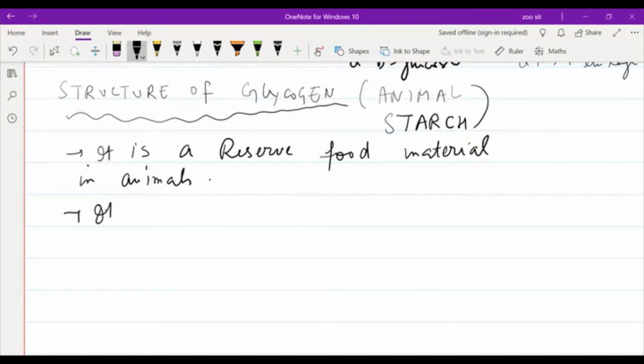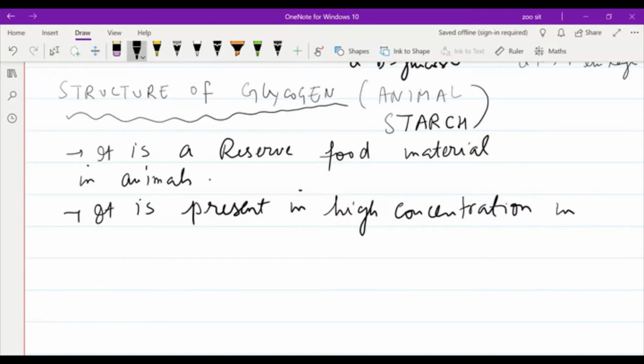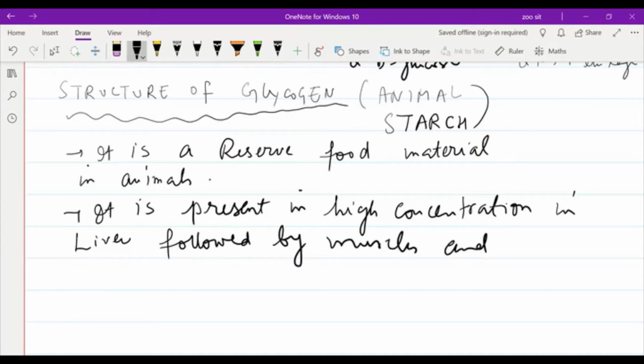It is present in high concentration in the liver, followed by muscles and brain.